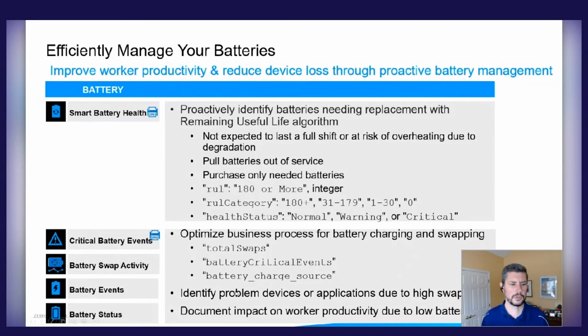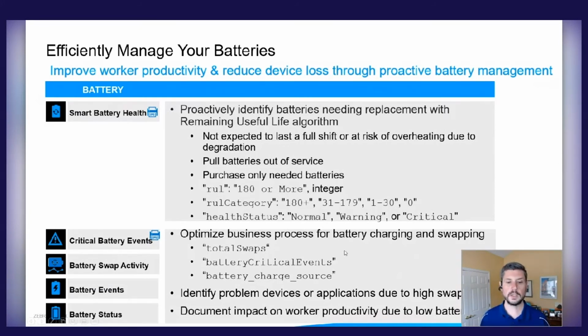Another one is looking at critical events and battery swap activity. And I guess just to reiterate, all these data points I'm highlighting, these are all unique within our system that you're not going to get from working through EMDK or standard Android APIs into the devices. So by looking at this battery swap and critical battery events, what we're able to do is start identifying, on top of the remaining useful life, issues that are going on.